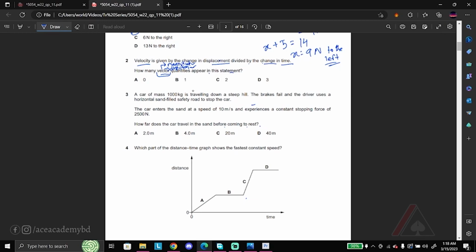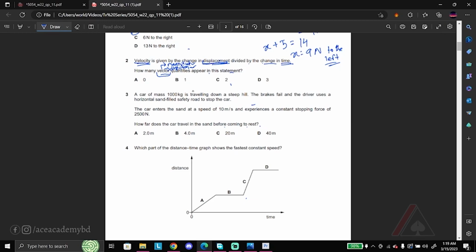So let's see in the statement. Let's find the quantities first: velocity, displacement, and time. These are the three quantities present. And now let's look at velocity. Velocity is essentially the change in displacement. Now, displacement, we all know, is a vector quantity because it can show direction. For example, we can show it as displacement from position x to the left, or from x to the right. So it can show the direction.